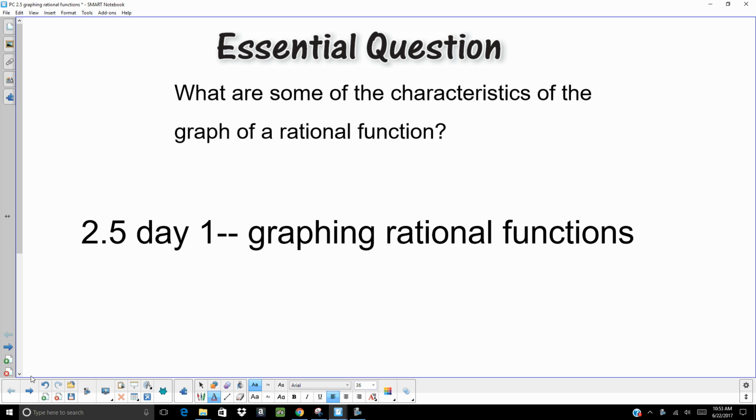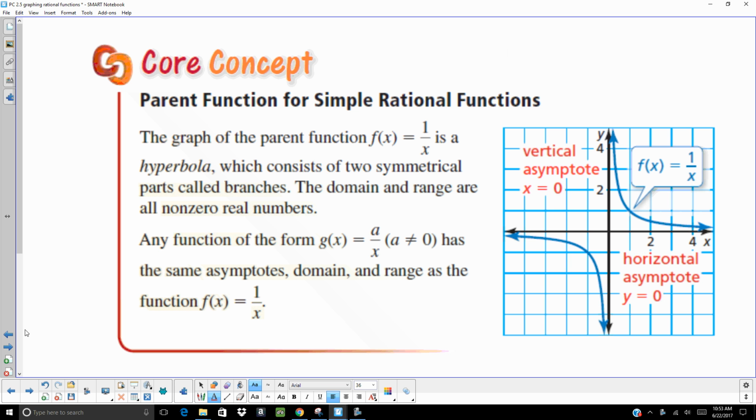Sure, right about now you're asking yourselves, gosh, what is a rational function? I'm glad you asked. Here is the parent function of a rational function. You might want to hit pause and write some of this down. I'll tell you right now, 1 over x, that's your parent function. You're going to have a horizontal asymptote along the x-axis at y equals 0, and you're going to have a vertical asymptote along the y-axis at x equals 0. Those are going to be really important to remember. Remember, an asymptote, it gets really close, but it does not touch.